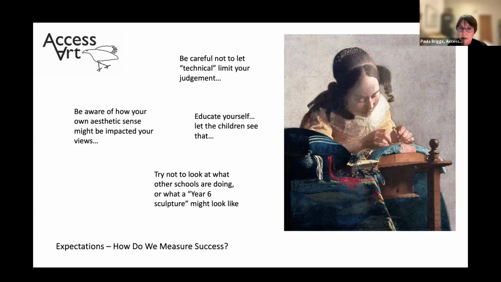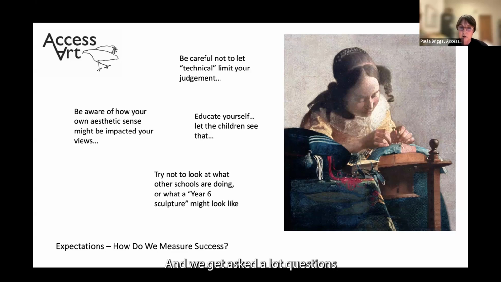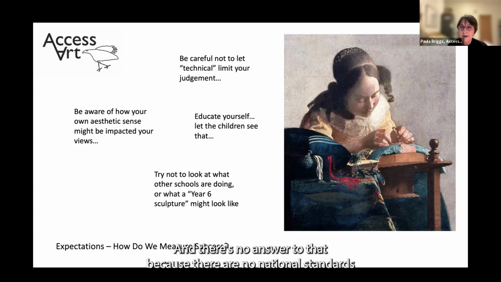And the other thing we see lots of schools doing, and it kind of holds them back, is to look around at what other schools are doing. And we get asked a lot of questions like, well, what would a year 6 sculpture look like? And there's no answer to that, because there are no national standards defined in art. So you don't have to look over your shoulder at another school. All you have to be concerned with is what the progression is like within your school, and that will change over time. So don't feel like you need to be doing a certain thing.